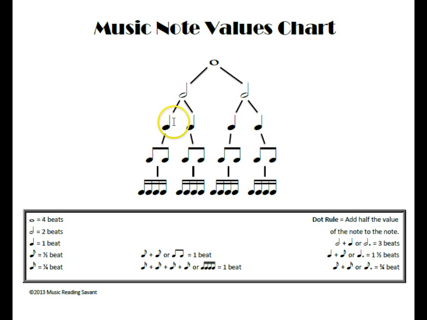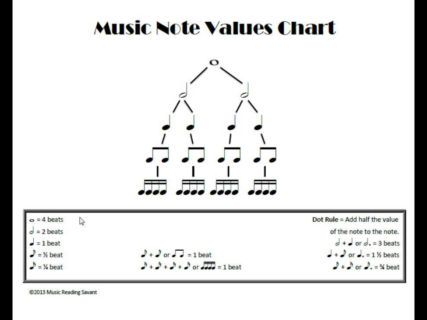So when you're going down through these music note values, you see a little bit of division happening, and that's what this chart is trying to show you, is how they're related to each other and how they can be divided into equal parts.